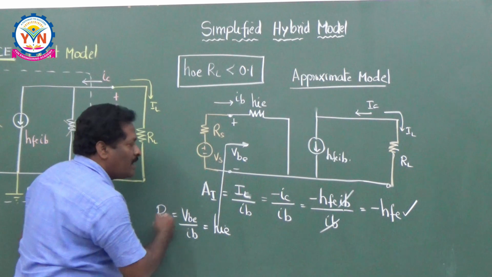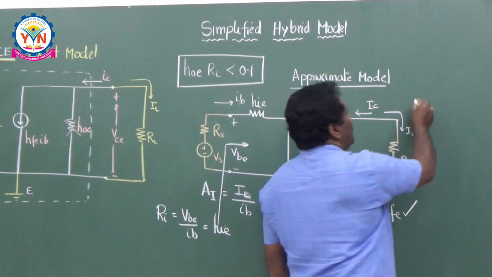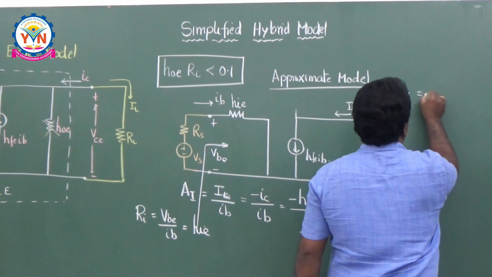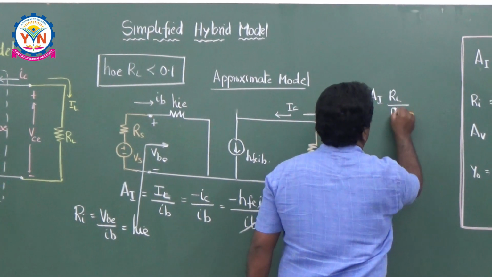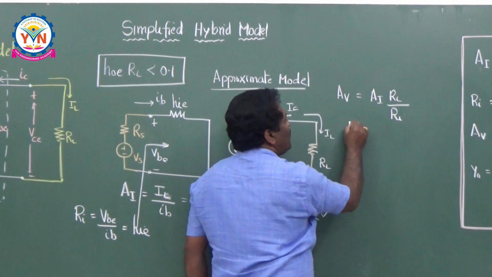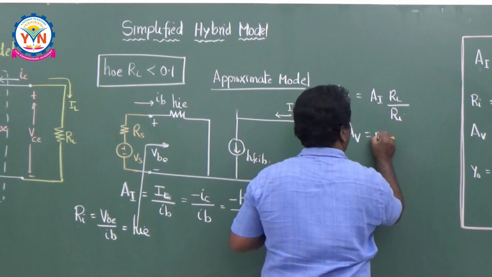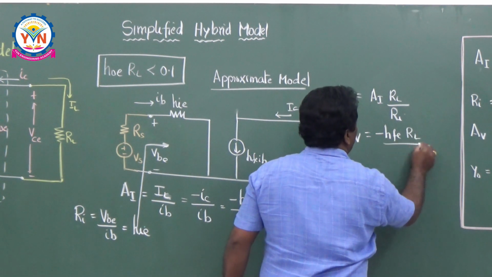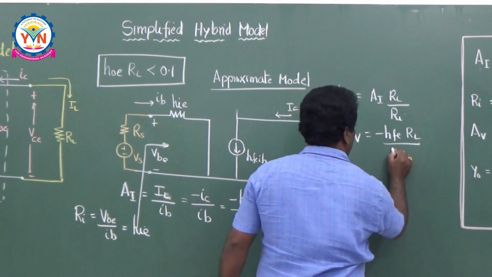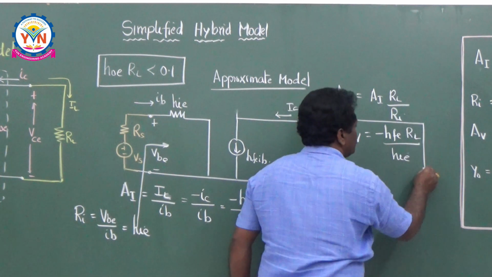So once you get Ri and AI, you can automatically calculate AV. AV is equal to AI into RL divided by Ri. So what is AV? AV is equal to AI, which means current gain. How much did you get? Minus HFE into RL divided by Ri. What is Ri? Ri means HIE. How simple it is? You got the voltage gain.